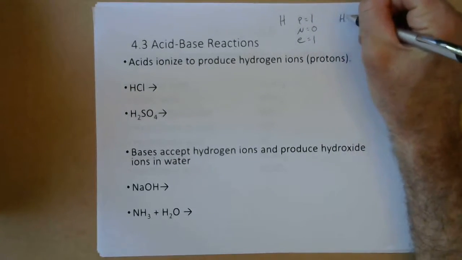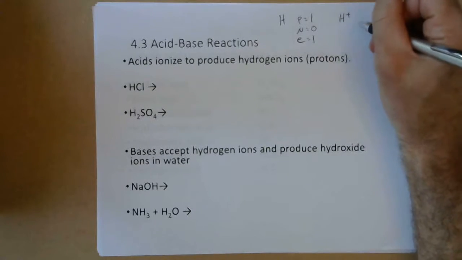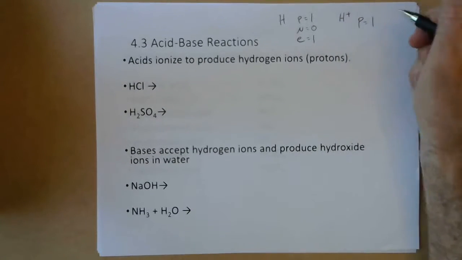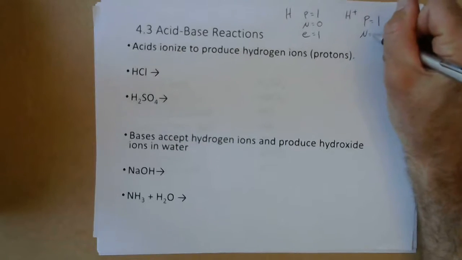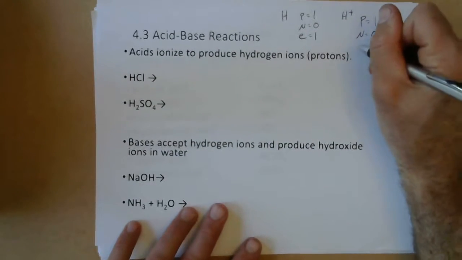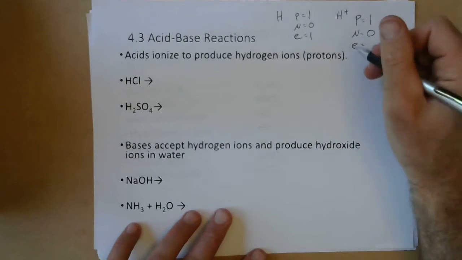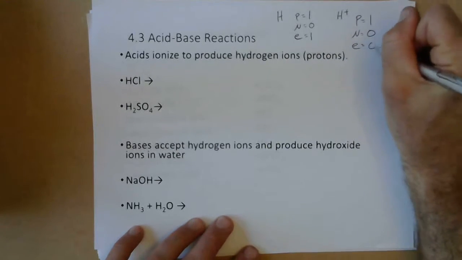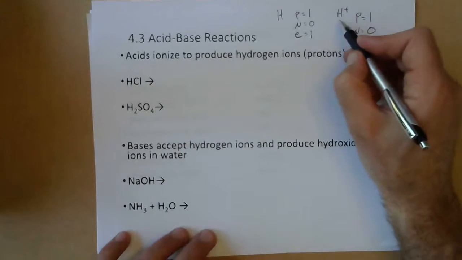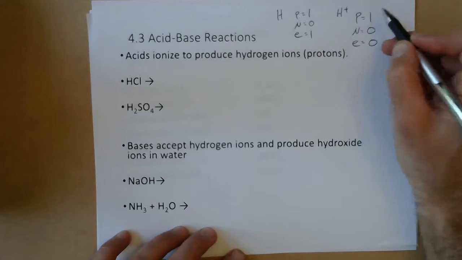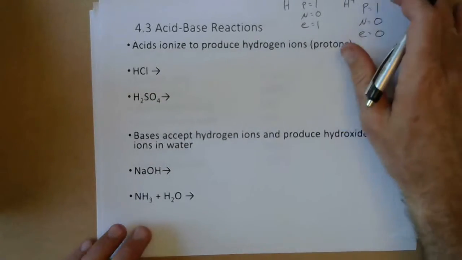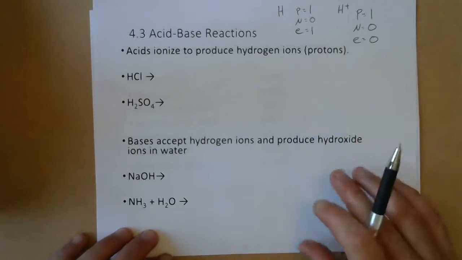If you make it into a hydrogen ion with a +1 charge, the protons haven't changed, it's still 1. The neutrons, still 0, that hasn't changed. But the electrons have changed. It actually lost an electron to get the +1 charge, so it has 0 electrons. So the hydrogen ion with a +1 charge is really just the same as a proton. We use those two terms kind of interchangeably.